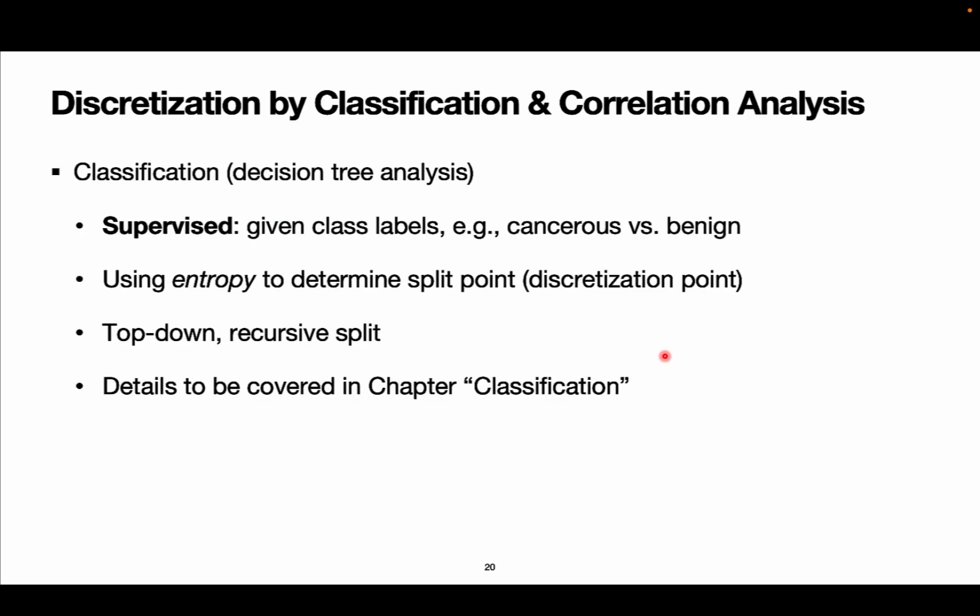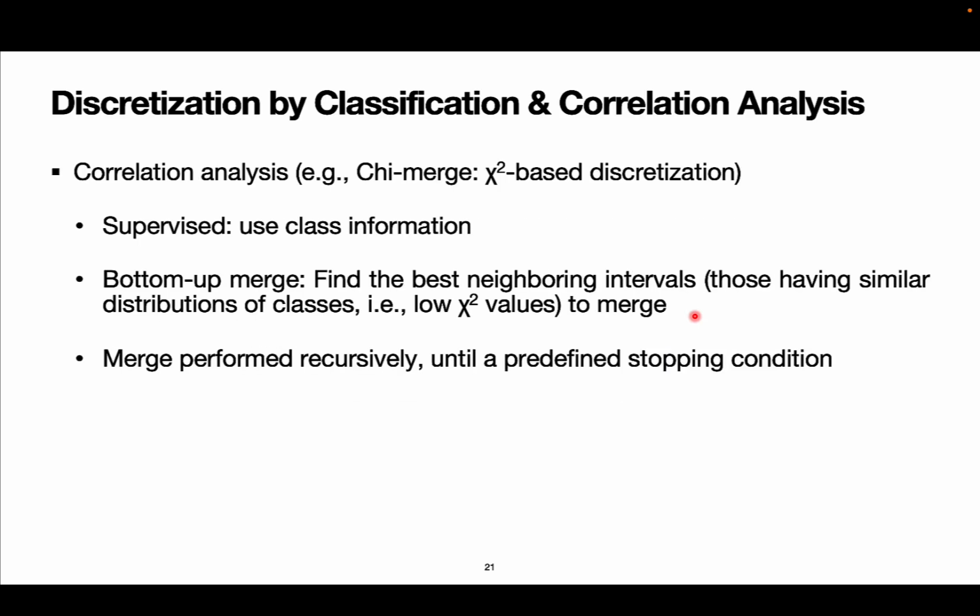Classification and correlation analysis can be used as discretization methods. In classification, which is a supervised learning method, we assign labels to the data, which is similar to discretization in some sense. Similarly, a chi-square analysis as a discretization method groups continuous values into intervals based on their statistical similarity or correlation, which will also result in a manageable and interpretable dataset.